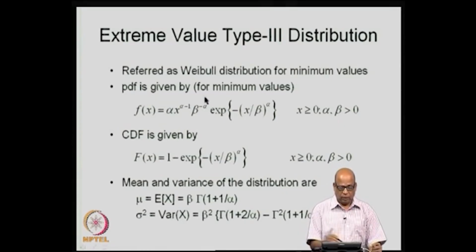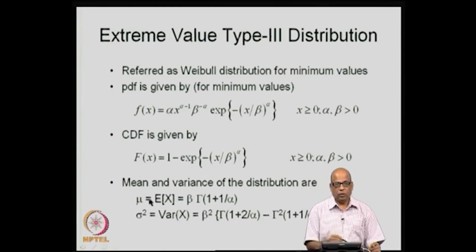So, for the minimum values, the PDF is given by f(x) = alpha x^(alpha-1) beta^(-alpha) exp[-(x/beta)^alpha]. This has two parameters, alpha and beta, and is defined for x greater than or equal to 0, and alpha and beta both positive. From this you can derive the CDF, the cumulative distribution function, as F(x) = 1 - exp[-(x/beta)^alpha].